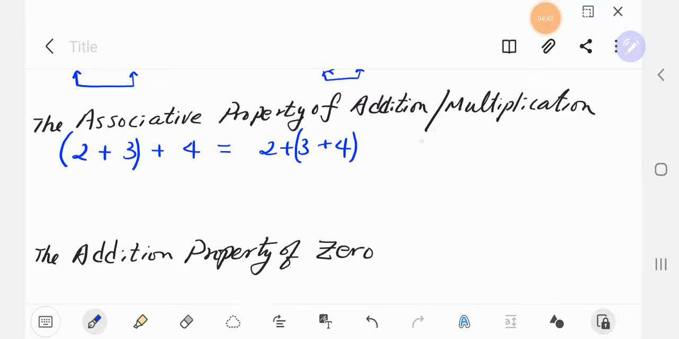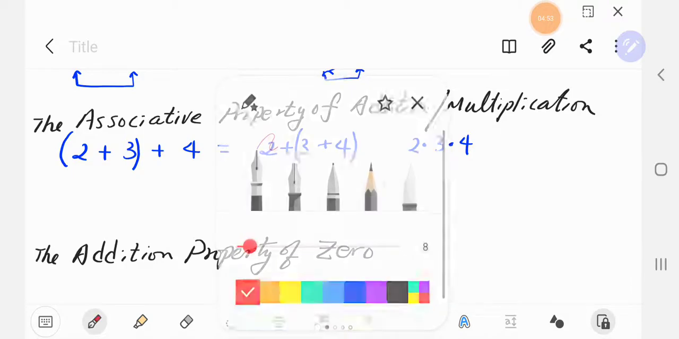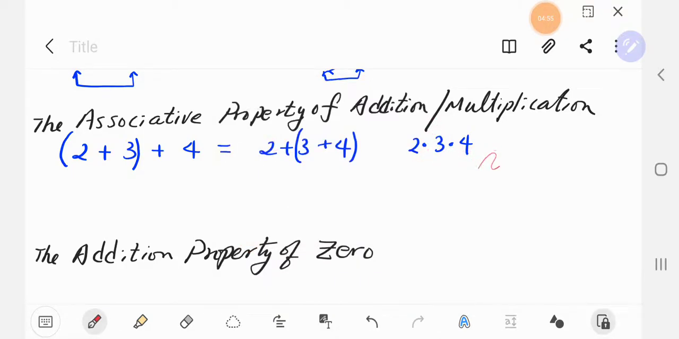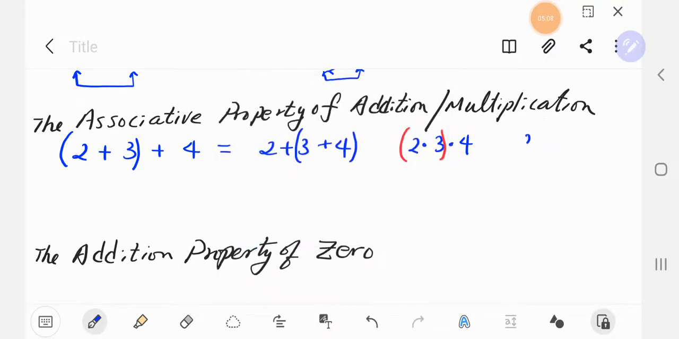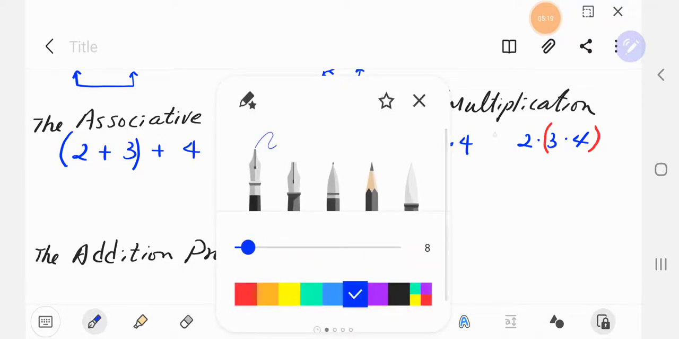How about multiplication? The associative property of multiplication: let's say we're going to multiply 3 numbers, 2 times 3 times 4. This is a product, there's no division. Once you simplify the product, you can multiply the first two factors, or you can multiply the last two numbers first. Still, the answer will be the same.